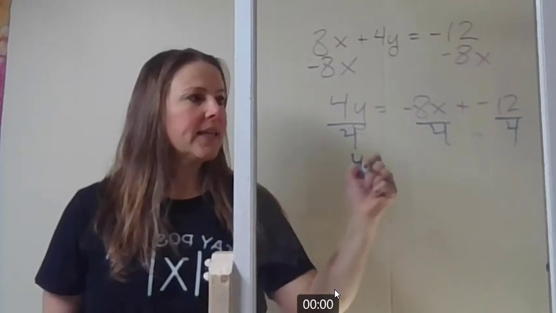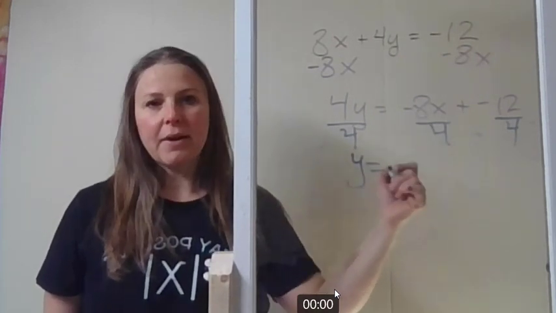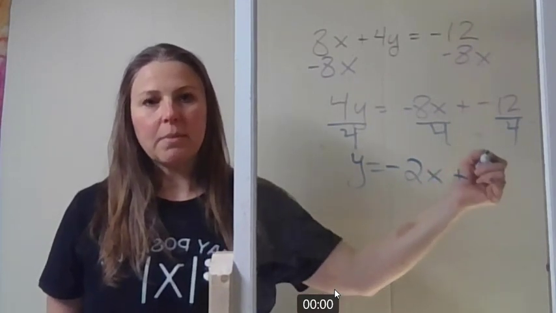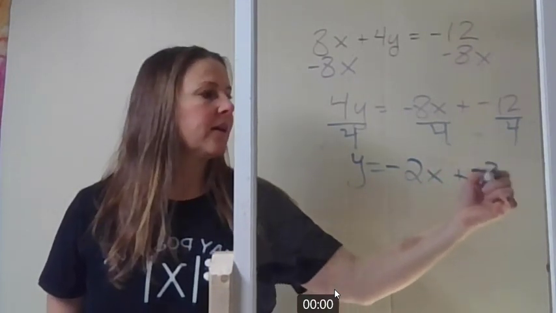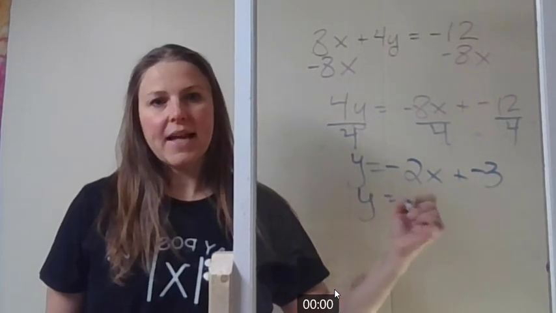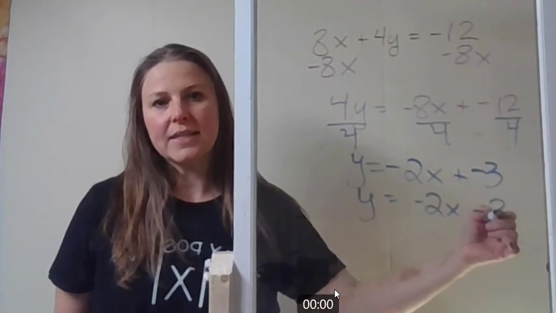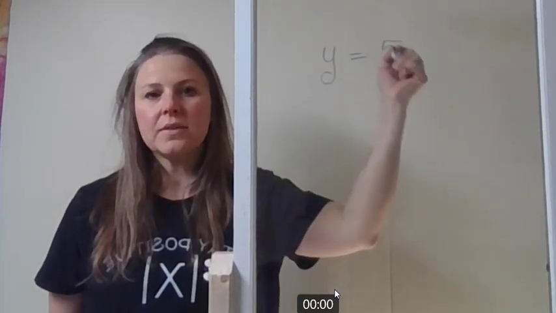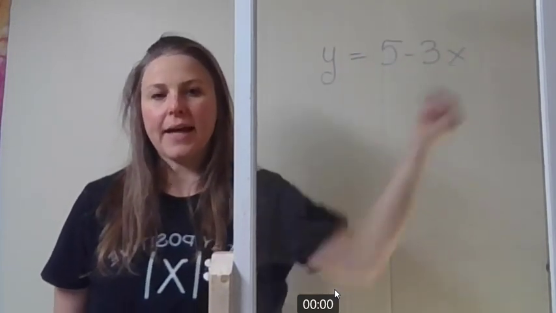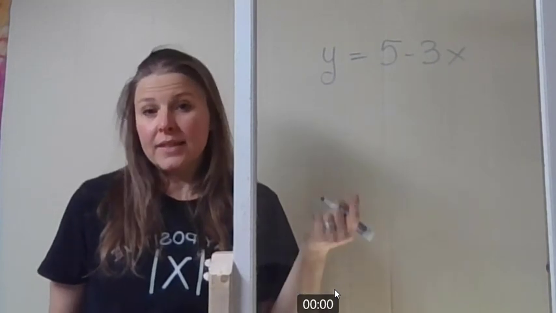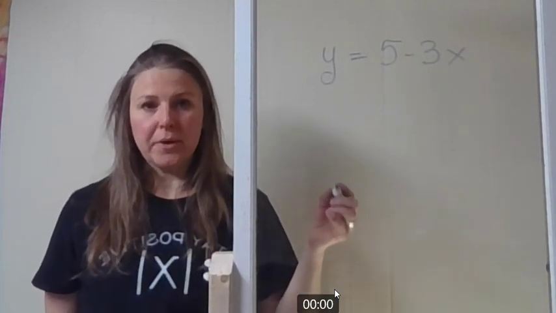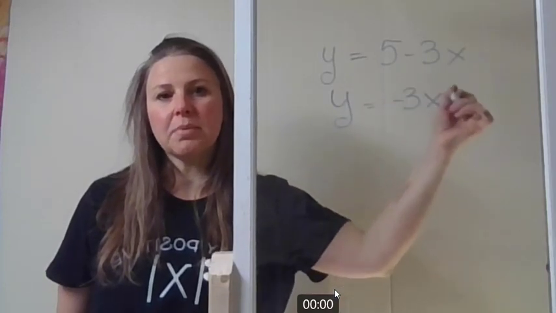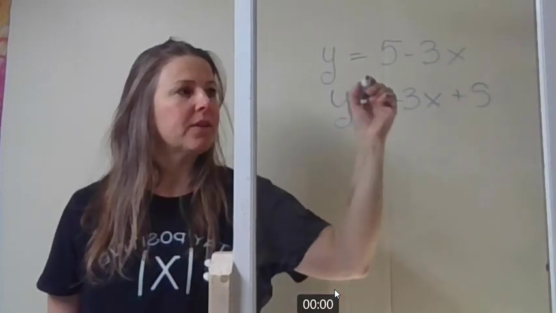So y equals negative 8 divided by 4 is negative 2, and negative 12 divided by 4 is negative 3. You could also write this as negative 2x minus 3. Those all mean the same thing. Let's say you have y equals 5 minus 3x. That is technically in y-intercept form. You could rewrite that as negative 3x plus 5, and that's totally fine.